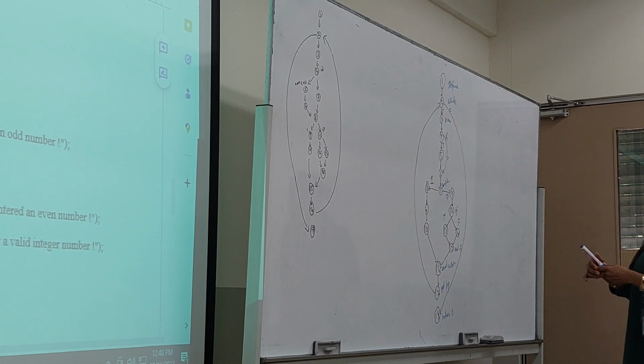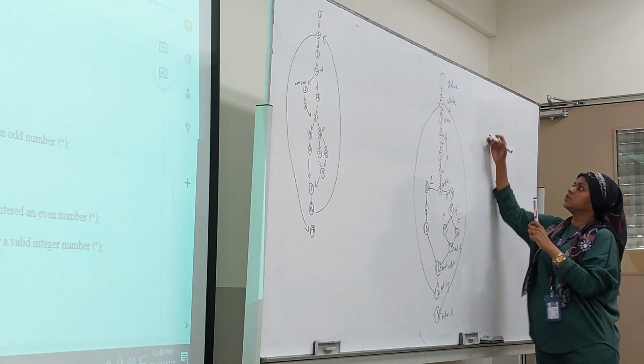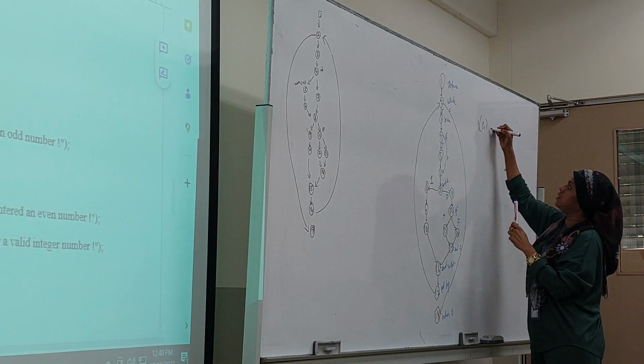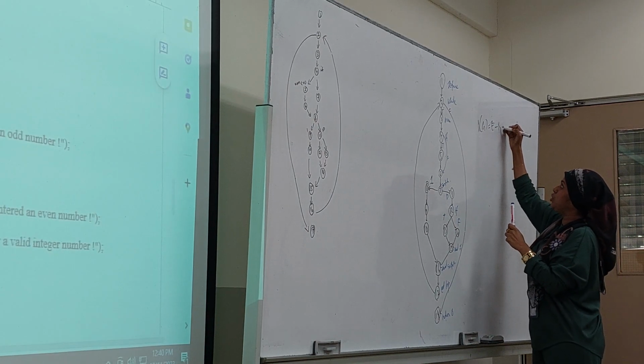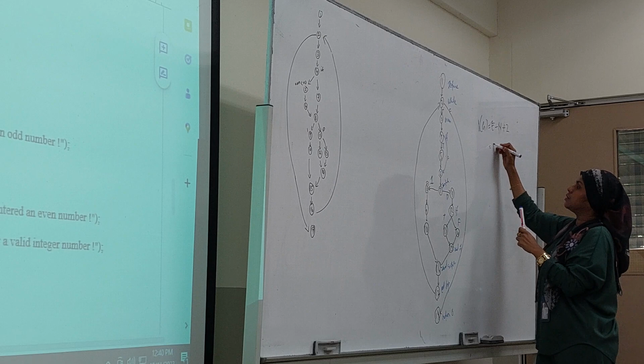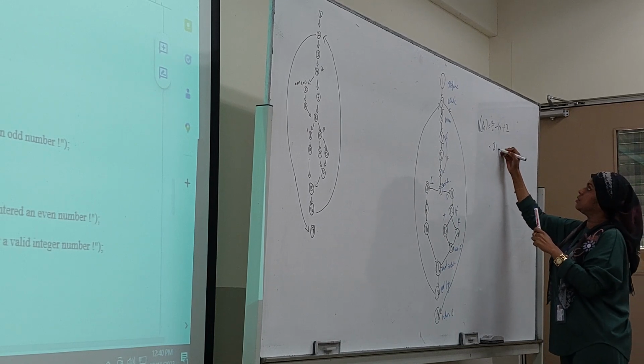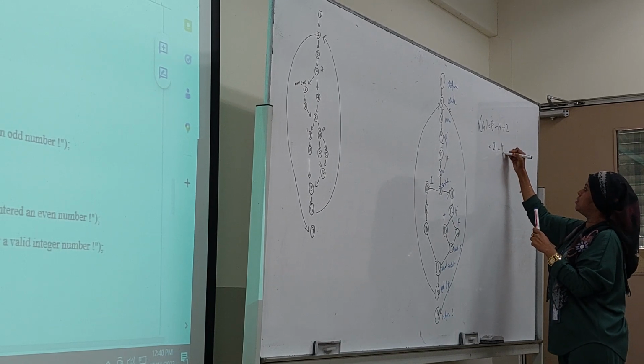Calculate the cyclomatic complexity. V(G) equals E minus N plus 2. Don't forget the formula. What is E? What is N?